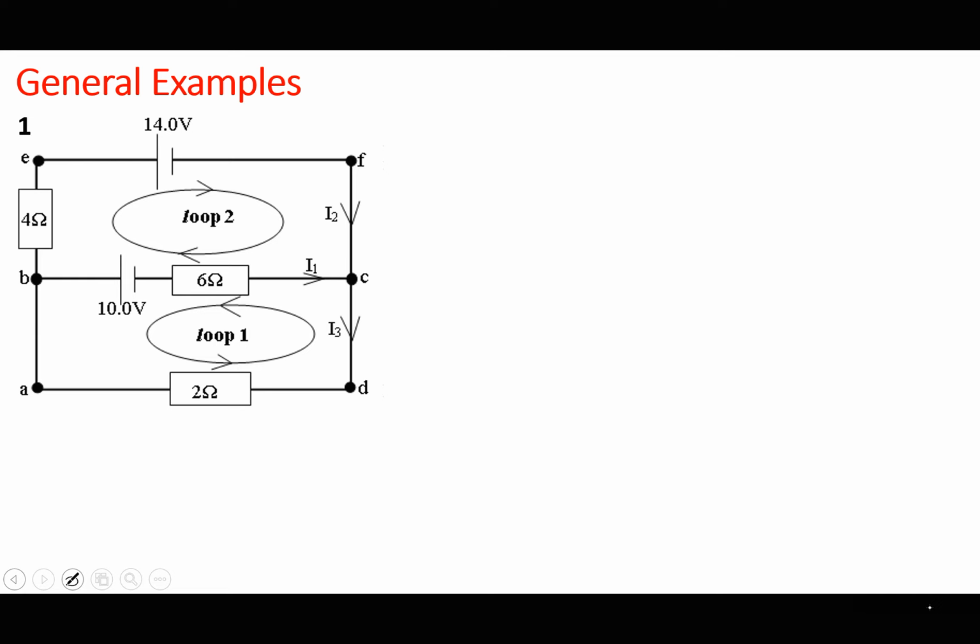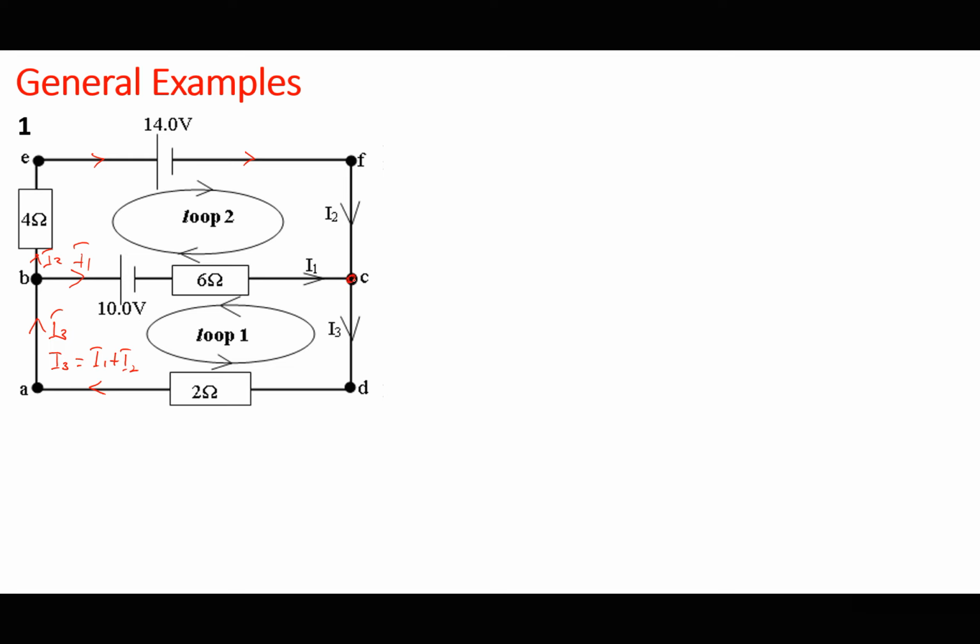So for example, at the junction C, note that the current I1, which is entering junction C, is the same current here, so the current here is still I1. The current I3 is coming here, it is the same current coming here, which is I3. The current I2 is the same current here, and here, so this is I2. So we see that at B, I2 is leaving, I1 is leaving, I3 is entering. So I can say at B, I3 is equal to I1 plus I2.